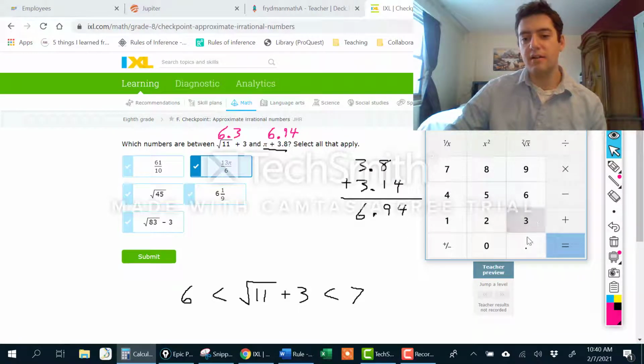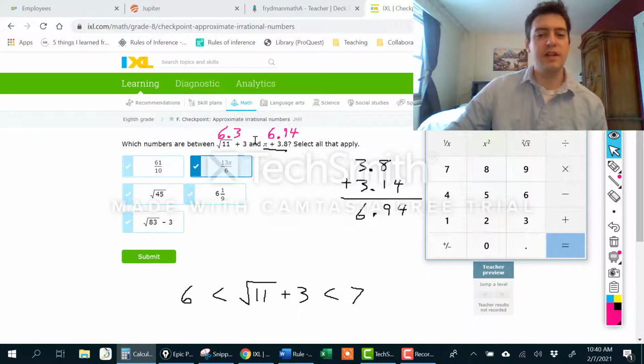So 13 times pi, I'm just going to use 3.1415, okay, equals that, and then divided by 6 is 6.8. So yes, it is between these two numbers here.